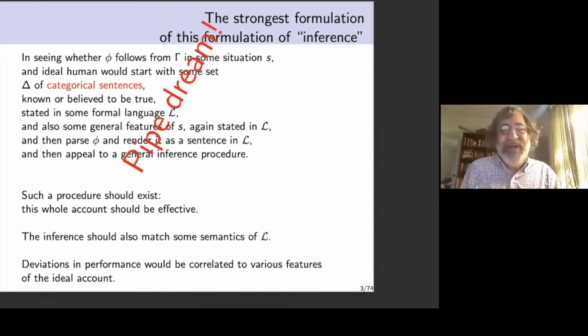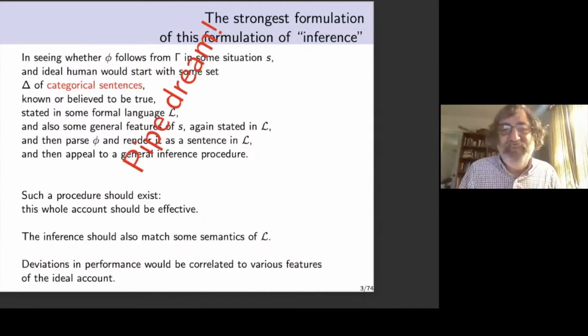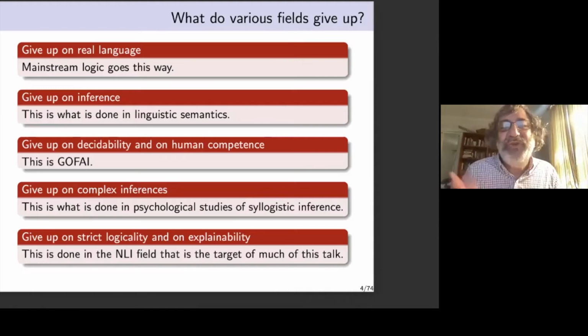In some sense, I'm very interested in doing this and actually seeing it, but at the same time, it's definitely a pipe dream. It's never really been done in any kind of complete sense, or even in a partial sense. I want to start this talk by saying why that is. I think it's because in order to make progress on this problem of inference, you have to give up something.